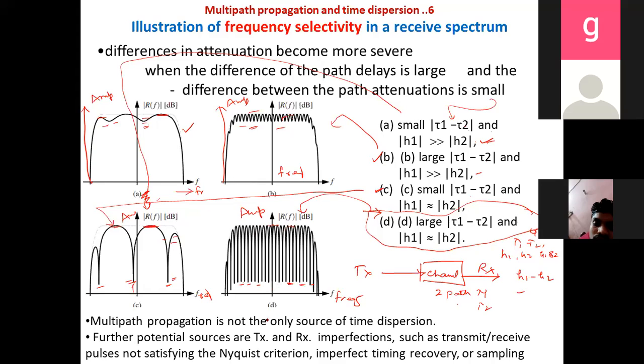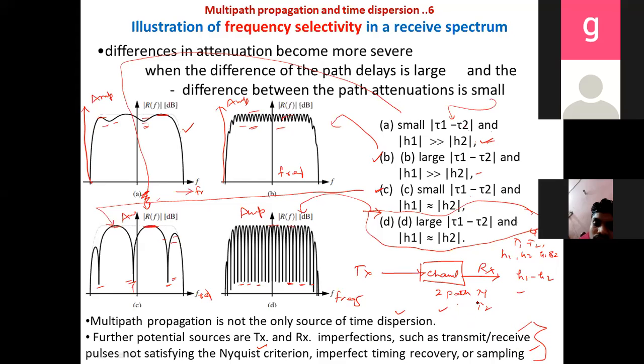So multipath propagation is not the only source of the time dispersion. Usually we think that multipath propagation is the only source of the time dispersion, but there are other sources of time dispersion. They are the imperfections in the transmitter and receiver sources. Oscillating frequencies may be different. Pulses may not be satisfying the Nyquist criteria. That may be one reason. And in fact, imperfect timing recovery or sampling at the transmitter as well as at the receiver side. These are also a few other causes which affect the propagation path.